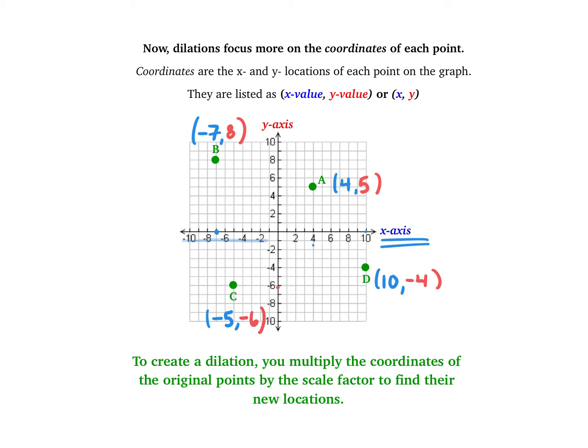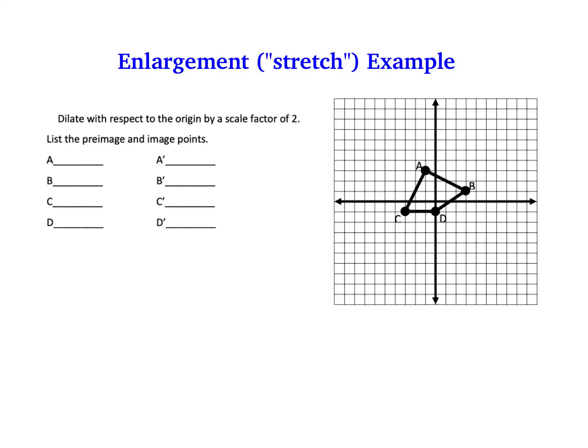So to create a dilation, instead of multiplying the side lengths, we're actually going to multiply these coordinates by the scale factor instead. So let's look at two examples of that. So I mentioned earlier that we still call them enlargements and reductions, so we're going to look at one example of each of those.